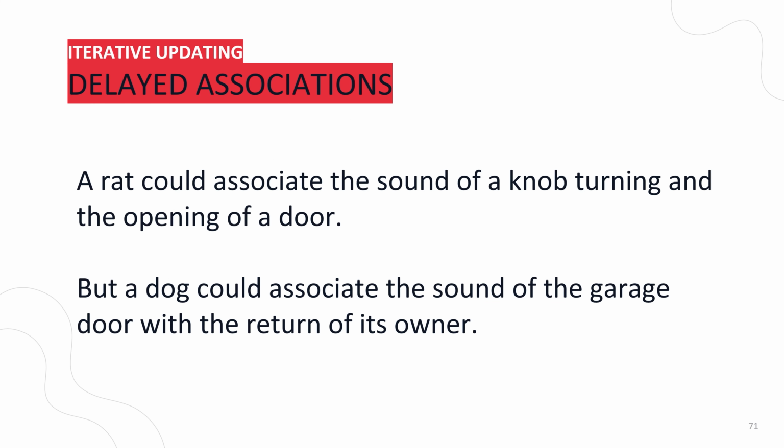A rat could associate the sound of a knob turning and the opening of a door, but a dog could associate the sound of the garage door with the return of its owner. Apes are better in this capacity than dogs, and humans are better than apes. You may not be surprised to hear that adults are better than children.